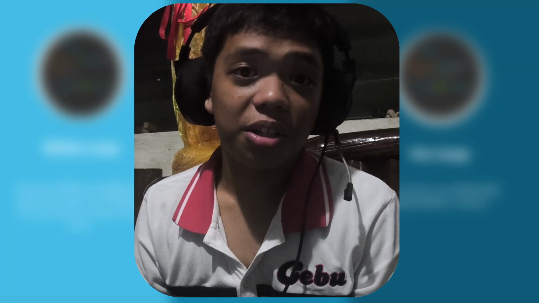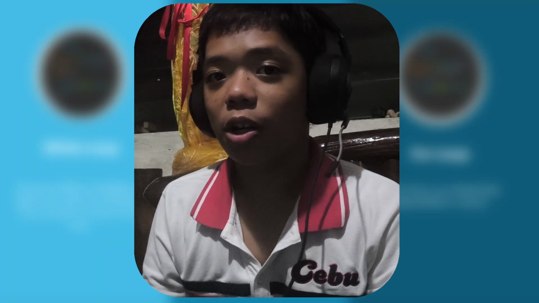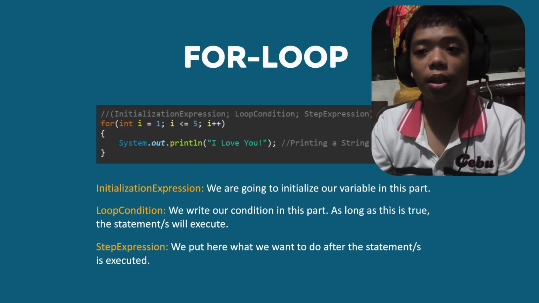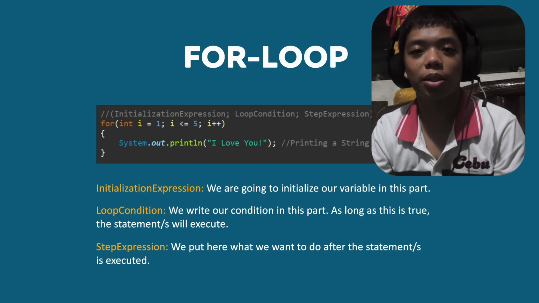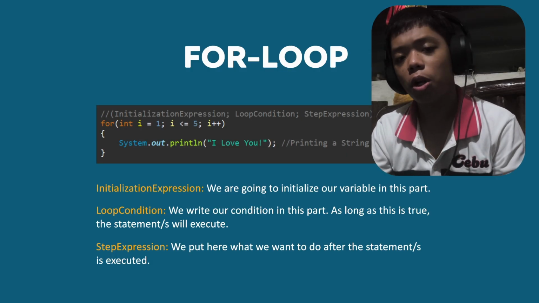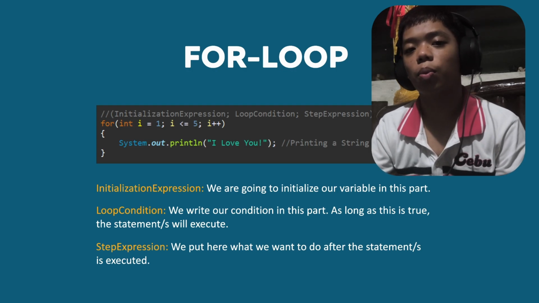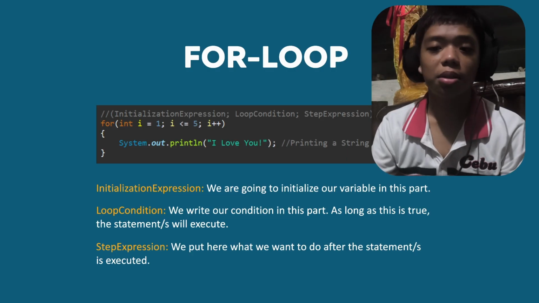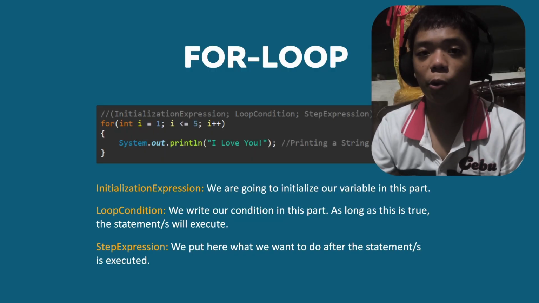So again, the 3 types of loops are while loop, do-while loop, and for loop. This time, we're going to talk about the for loop. A for loop has 3 parts: the initialization expression, the loop condition, and the step expression. As you can see with the for loop, inside the parentheses there is more stuff compared to while loop and do-while loop. With do-while and while loop, there's only the loop condition or the Boolean expression, right? But this time, the for loop can have 3 parts. So let's talk about them one by one.